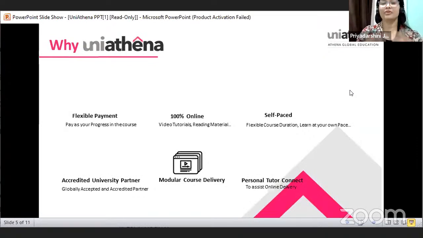Now, we have our courses designed in a way that they give you flexible payment. What I mean by that is you can pay for one module at a time and then move on, and you pay for the next module when you start it. So this is how you get the flexibility of the payments. We have 100% online courses, so you don't have to worry about traveling or anything else. All the things will be available to you.